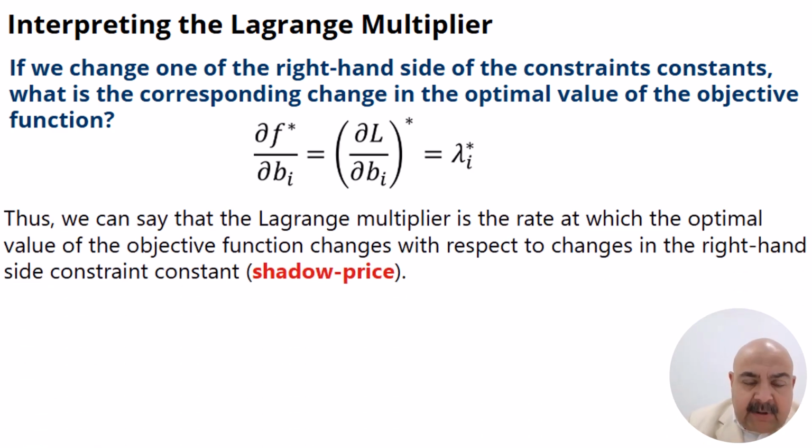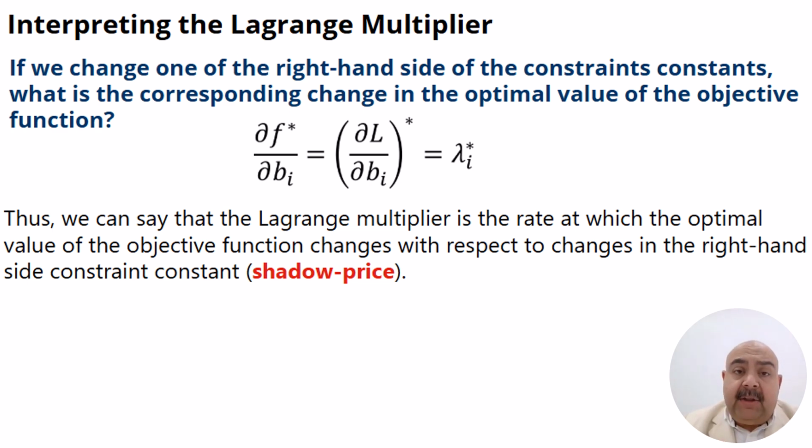Let's see an example to put all of this work together. We can say that the Lagrange multiplier is the rate at which the optimal value of the objective function changes with respect to changes in the right-hand side, which can be seen as a shadow price.